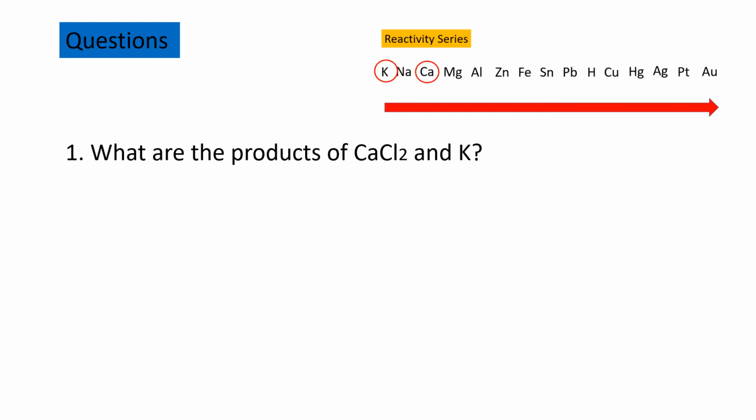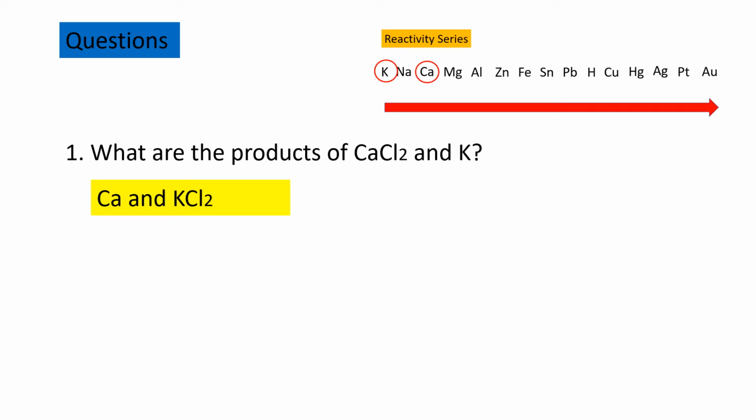So calcium is actually lower than potassium. As I said, potassium is king. He can take anything he wants, any anion he wants, from everything that's under him. So will the reaction occur? Of course, because calcium is weaker. And what is the anion? Chloride. So potassium will take chloride to form potassium chloride.